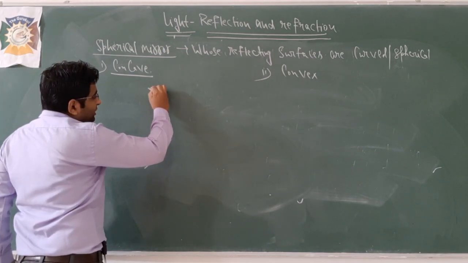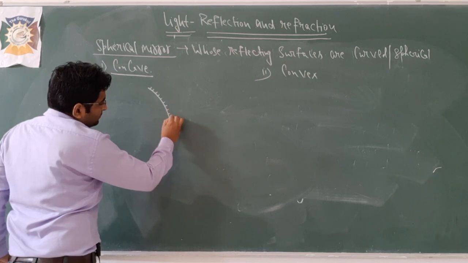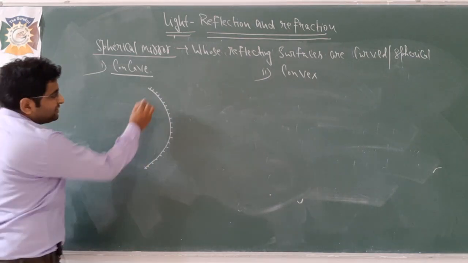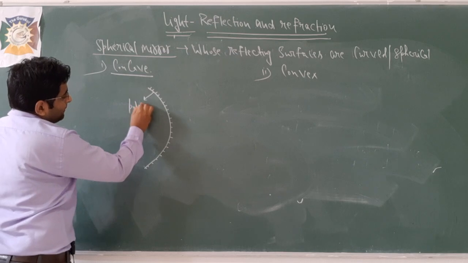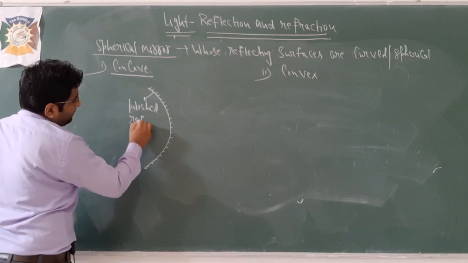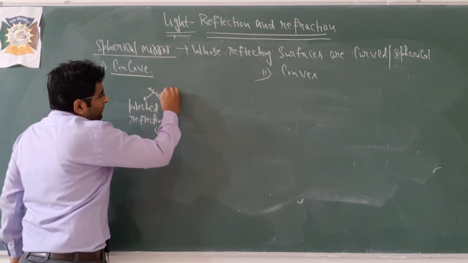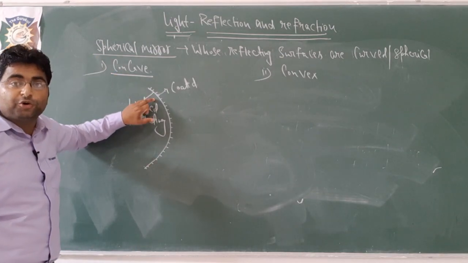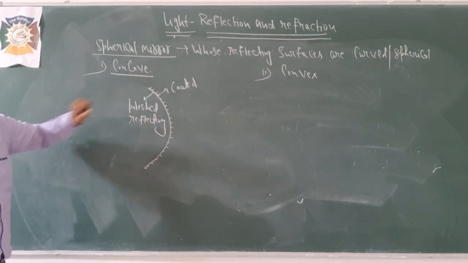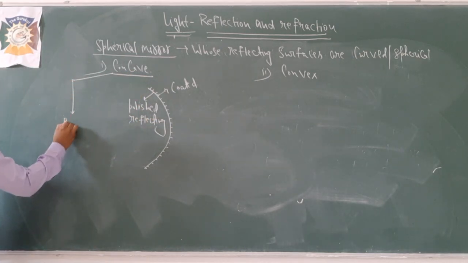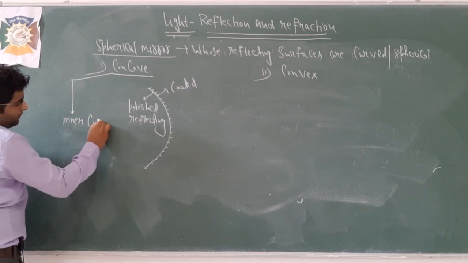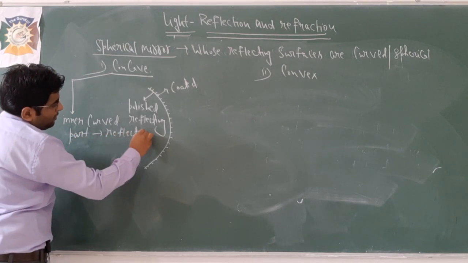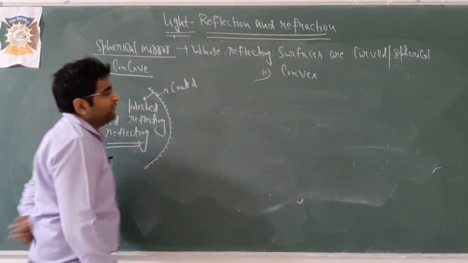So I am doing the coating at this part. Clear? So beta, this inner part is polished or reflecting, and this outer part is coated. Clear? So the mirror whose inner surface is polished or reflecting is known as a concave mirror. It means the inner part is reflecting. Clear? Okay beta.